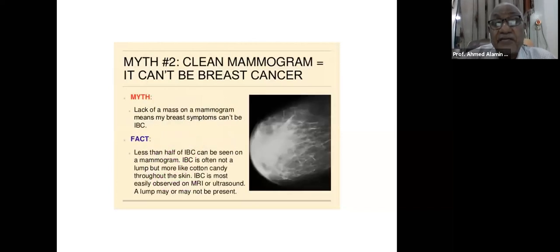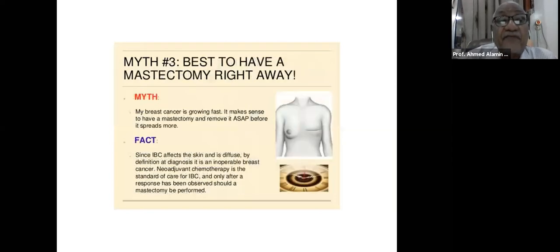Another misconception: a clean mammogram means there is no breast cancer. Lack of a mass on a mammogram means my breast symptoms can't be inflammatory cancer. The fact is, less than half of inflammatory cancer can be seen on a mammogram, less than half only. And more than half are not seen. So if a mammogram is negative, it doesn't exclude inflammatory cancer.